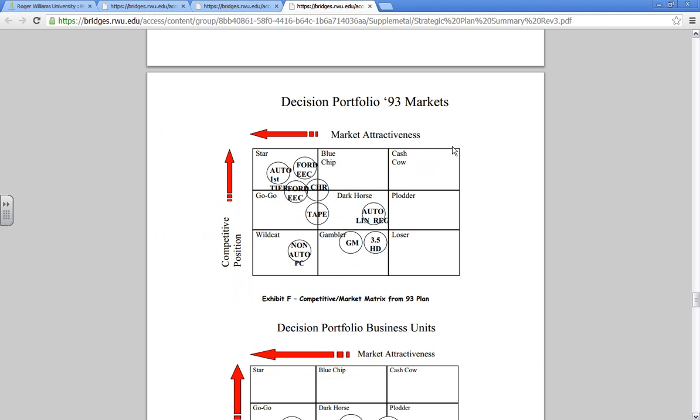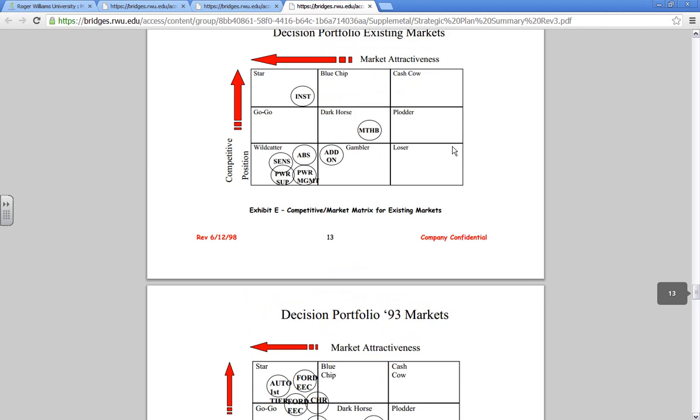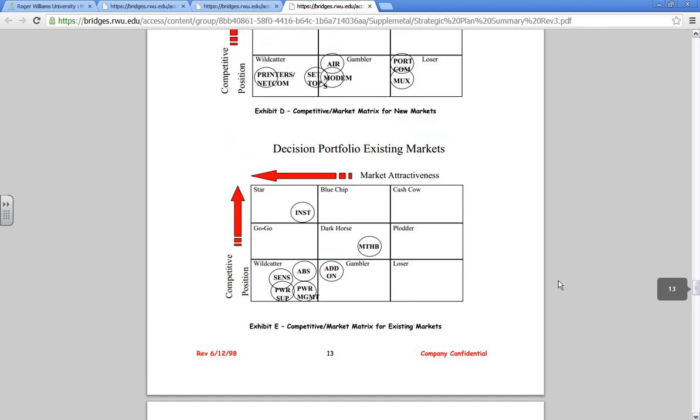It was doing pretty good. If you look at it, in 1998 this would have been the existing portfolio. If you look at it now, the business is not doing as well. These products have dropped. There's only one star, and the rest of them are kind of question marks, if you will. No cash cows.